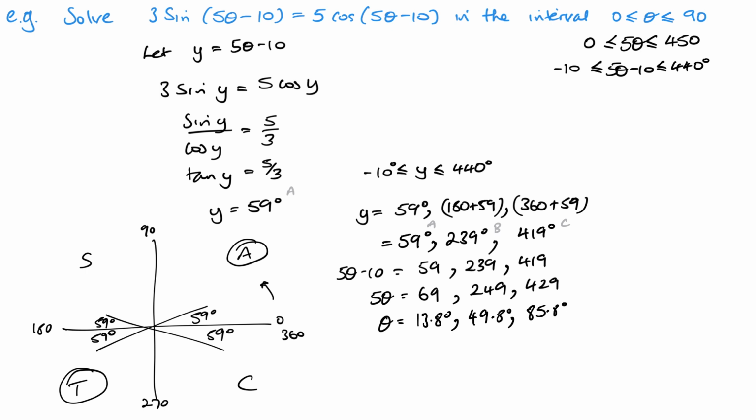And then finally I've got my stored C, plus 10 divided by 5, and that gives me 85.8 degrees. And you'll notice again, all three angles fall within my original range. And if I substitute this full angle into here, I'll see that both of these equations will work out. Okay.